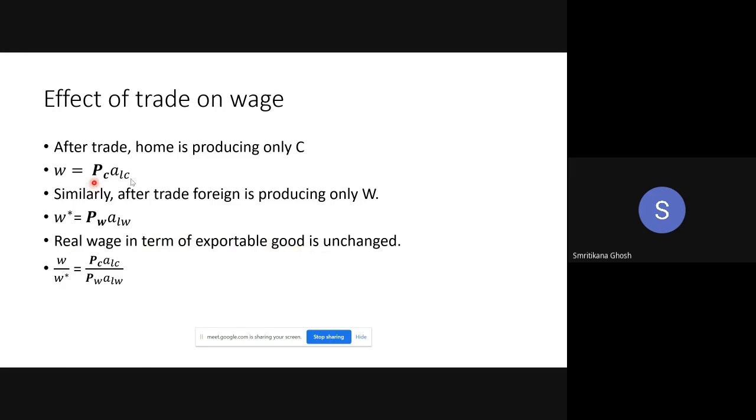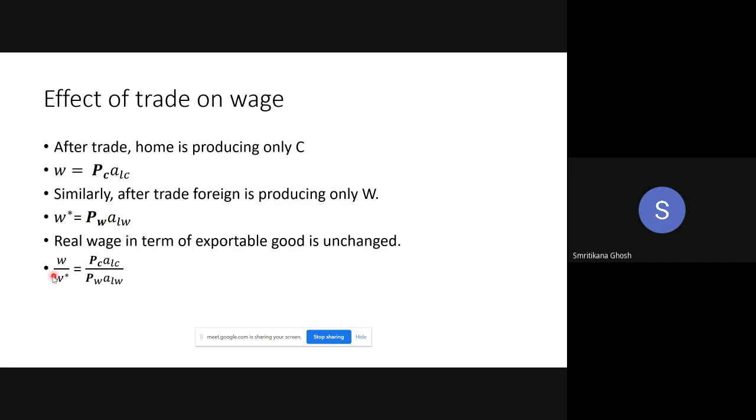Obviously, for the exportable good of the home country, the real wage is W by PC, and this is equal to ALC. Home is producing only cheese, and it is going to export it. So the real wage in terms of the exportable good is unchanged, as ALC is constant, so W by PC is also constant. Similarly, W star by PW is also constant for the foreign. Look, it is not PW star. Okay.